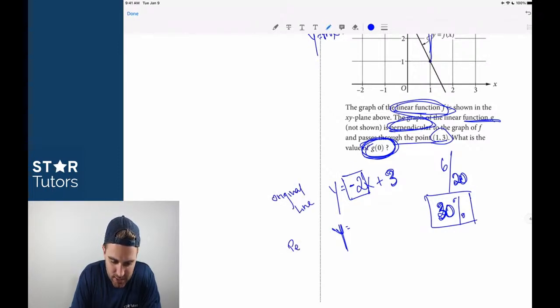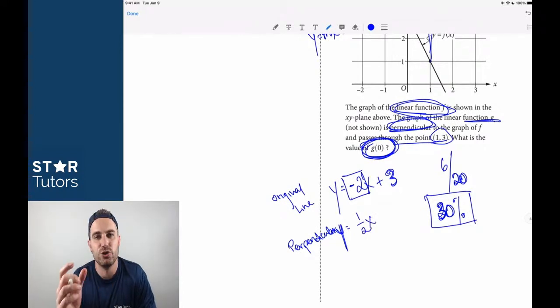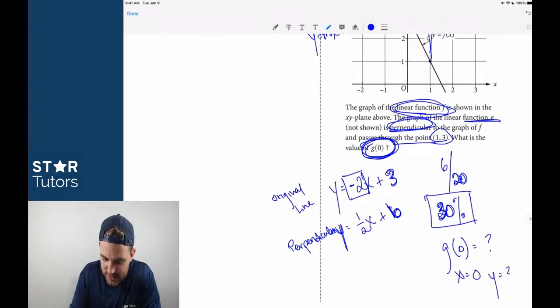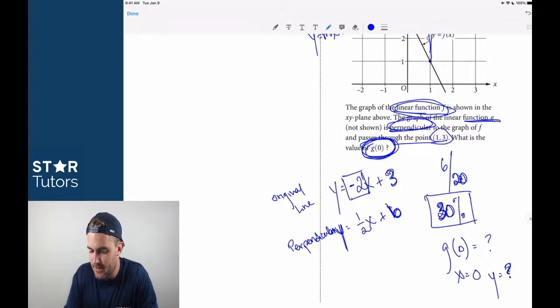then the perpendicular line, right, would be y equals positive 1/2 x, because we flip it, right? -2/1 flips, and then we do negative of that, so it's negative, which is a positive. So perpendicular is y equals 1/2 x plus b, because that's what we're searching for. When you see g of 0 equals a number, we're saying x equals 0, so y equals what? That's what that notation means, for anybody that forgets that from Algebra 2.